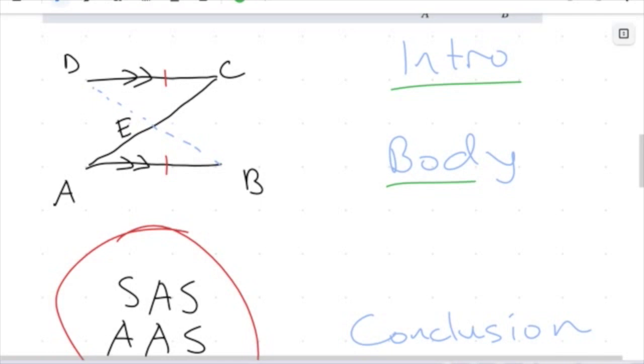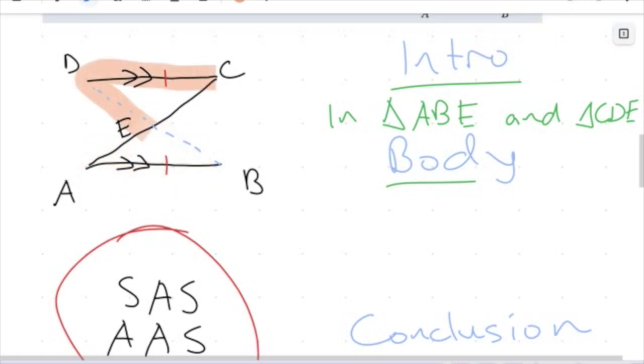So I'm going to say in triangles ABE and triangle CDE. All I'm doing here is giving the reader an insight into what I'm going to be discussing. So I'm discussing the triangle ABE and the triangle CDE.